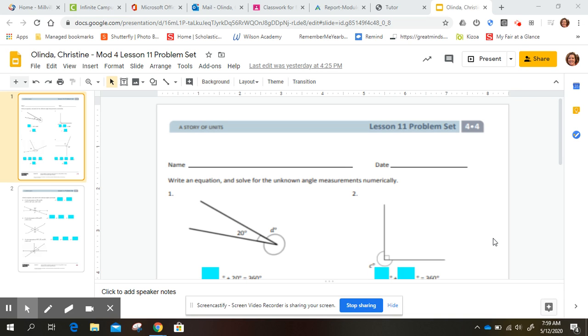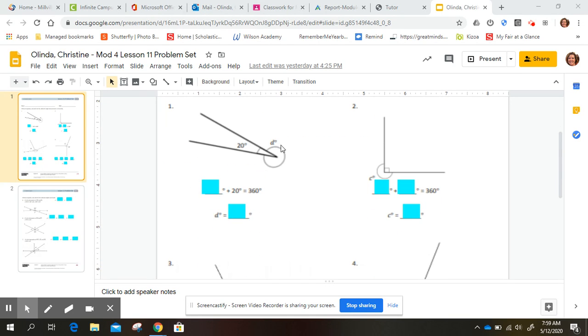Hi, fourth graders. This video will help you with your problem set today for Module 4, Lesson 11, and it's all about angles. I hope that you watched the video that went along with this, but let's start here. It says, write an equation and solve for the unknown angle measurements numerically.